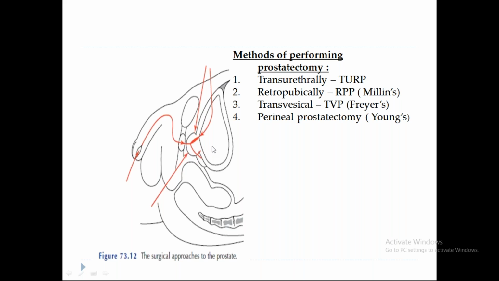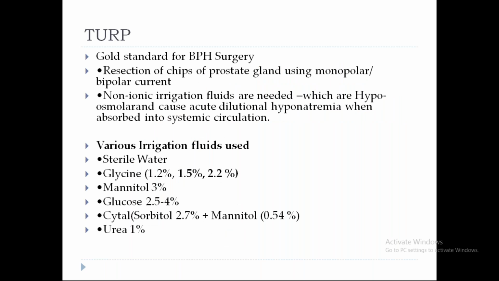So there are different approaches for the prostate. We commonly go through transurethral, TURP, transurethral resection of prostate. Next, retropubically, it is called Millin's. Transvesical resection is Freyer's. Perineal prostatectomy is Young's procedure. TURP is the gold standard for benign prostatic hyperplasia surgery.